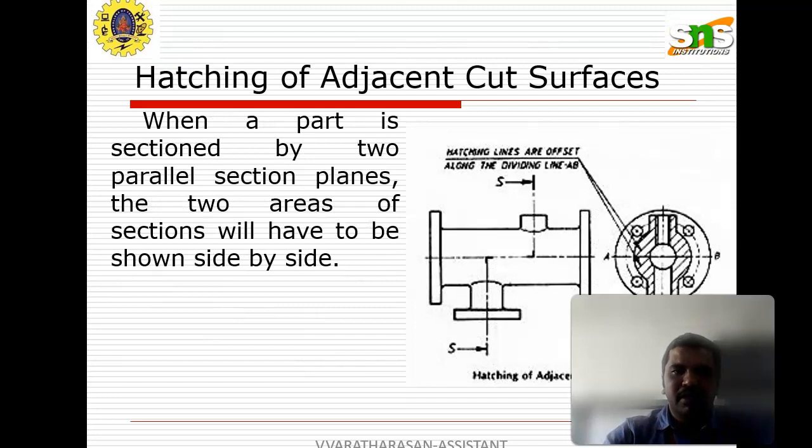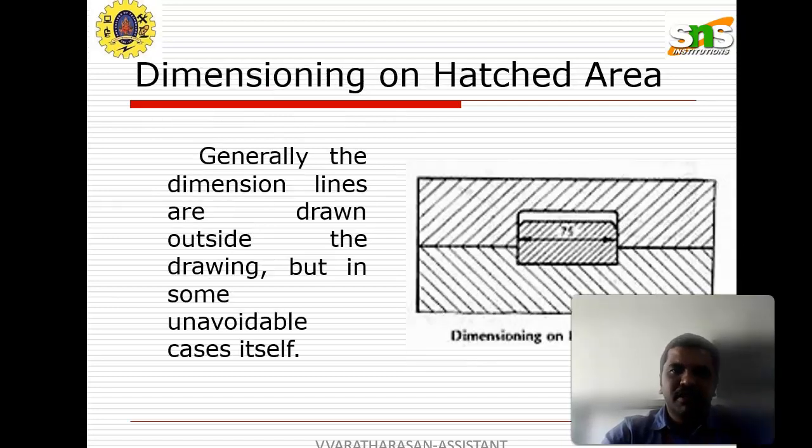Here is hatching of two adjacent cut surfaces. Adjacent surfaces will be different from the cut surfaces. When a part is sectioned by two parallel section planes, the two areas of the section have to be shown side by side, okay? Here the two sections are represented in the diagram, hatching of the adjacent cut surfaces. Dimensioning of the hatched area is also represented in the diagram.